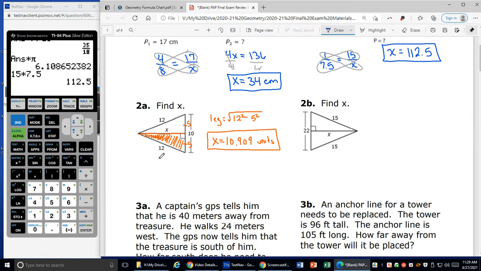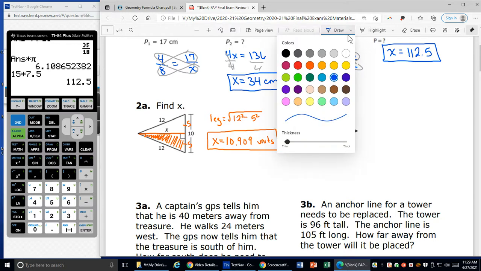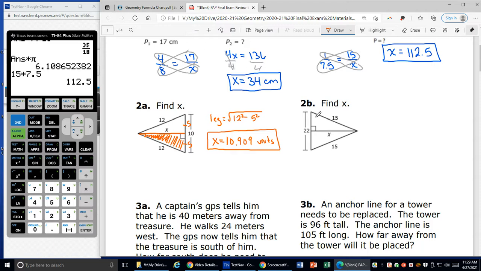2B is just like 2A. Notice the pictures are almost identical, just kind of pointing a different direction, and my numbers are different. Over here I said, okay, these are both 5 because I've got 10. So on my next example, if all the way across is 22, then these are both 11. And then I was looking for this leg of a right triangle. So my leg equals the square root of 15 squared minus 11 squared.